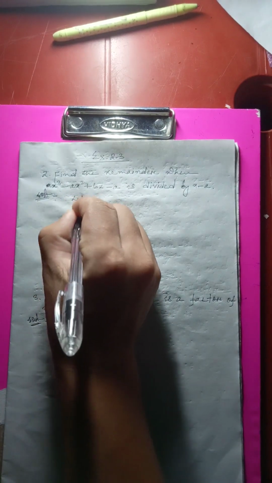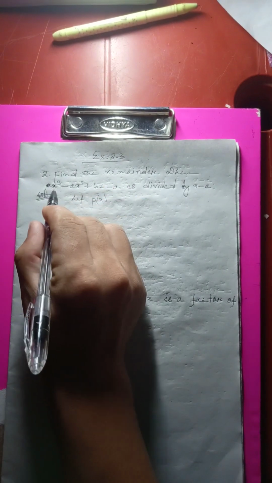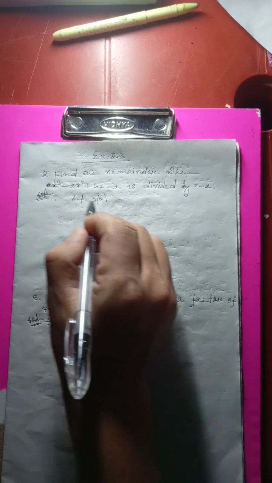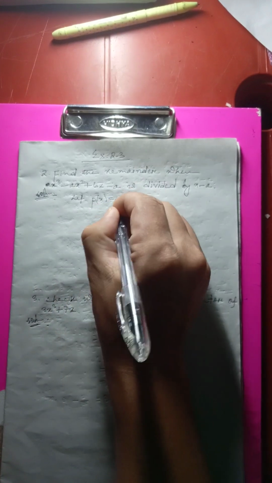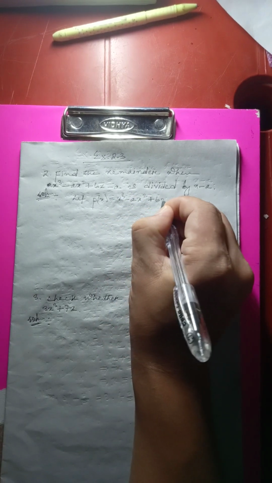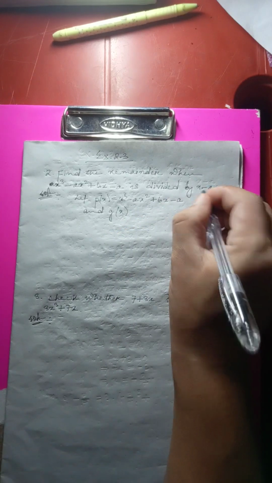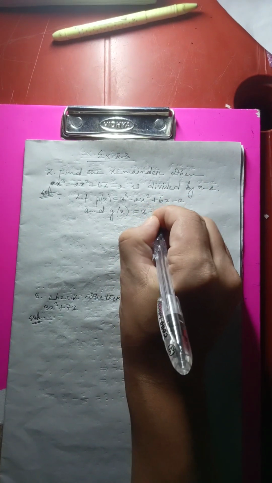In order to solve it, first of all, we have to name the given polynomial as p of x. Now let us write it. P of x is equal to x cube minus ax square plus 6x minus a. And let us name the divisor as g of x, that is x minus a.